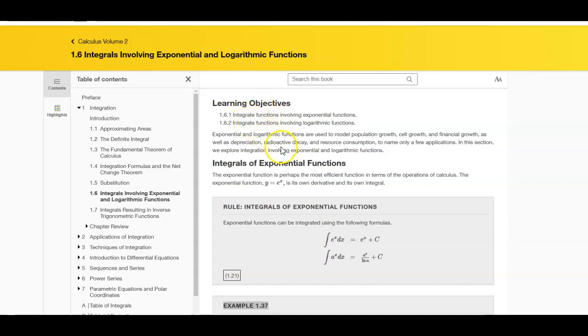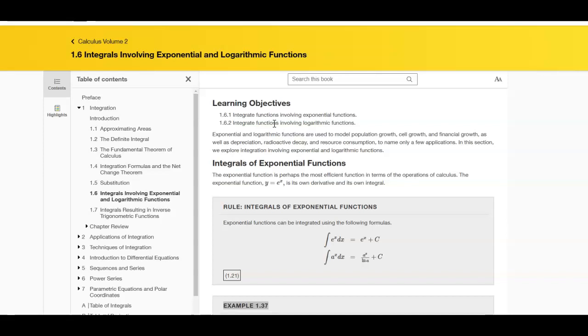Okay, so this section is section 1.6, integrals involving exponential and logarithmic functions. Some things to realize, remembering from Calculus 1 that the derivative of e to the x is e to the x. So that makes the integral of e to the x just e to the x plus c.